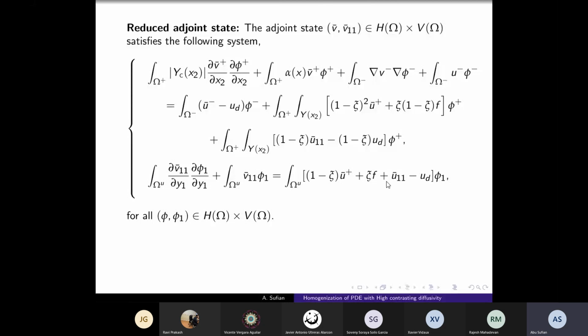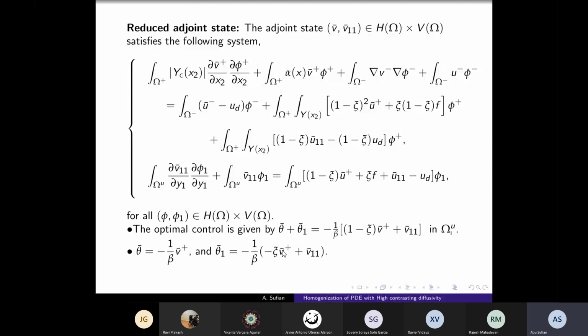So using this adjoint state, we can characterize our reduced optimal control problem as this. That is, the optimal control is now given by theta bar plus theta 1 is equal to minus 1 by beta times (xi V bar plus V11 bar) in omega IU. Now we have a partial separation of this optimal control.